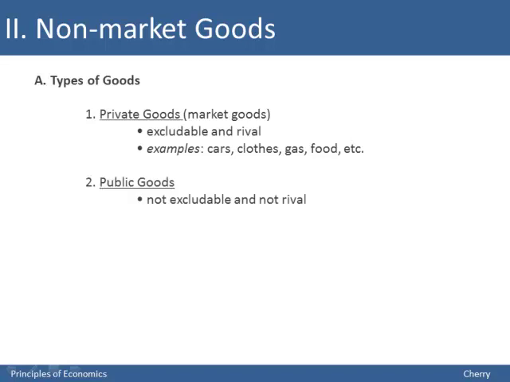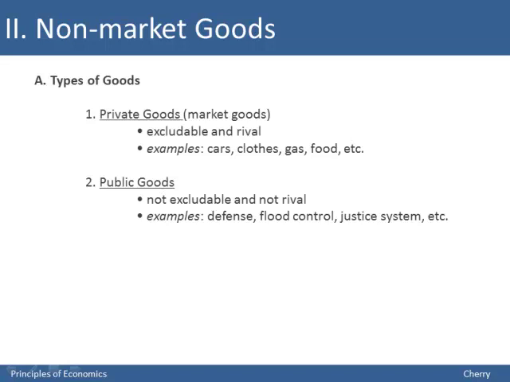And the first one we're going to look at that's not a market good is called a public good. And that's a good that is not excludable and not rival, meaning that you can't keep people from consuming it, and if they do consume it, it doesn't diminish or restrict your ability to consume it. So there are many examples. We have national defense is one, flood control, the justice system, fire protection, and so forth, a lot of those things are considered public goods, right?